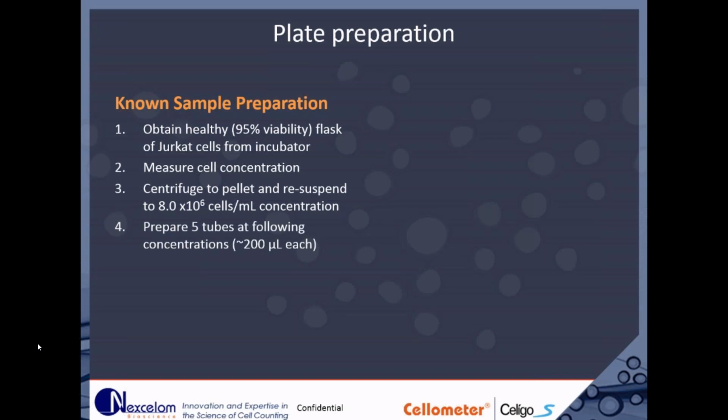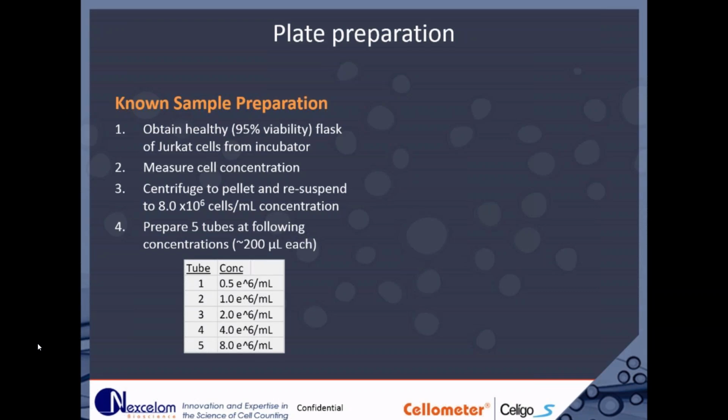Then I want to prepare 5 tubes at the following concentrations. I want to have 200 microliters of each of these 5 tubes. So you'll see labeled tubes 1 through 5, and you'll notice tube number 5 is the concentration I asked for, 8 million cells per mil. Then as you go up, you'll see it's 4 million cells, 2 million cells, 1 million cells per mil, and then 500,000 cells per mil, and that's 200 microliters each.